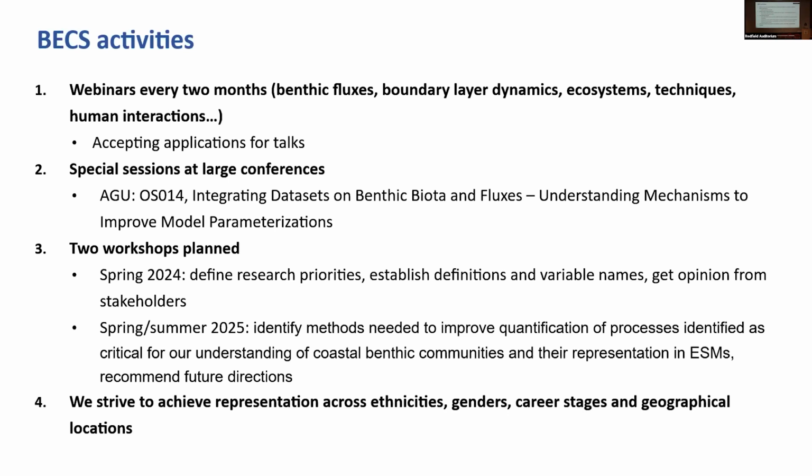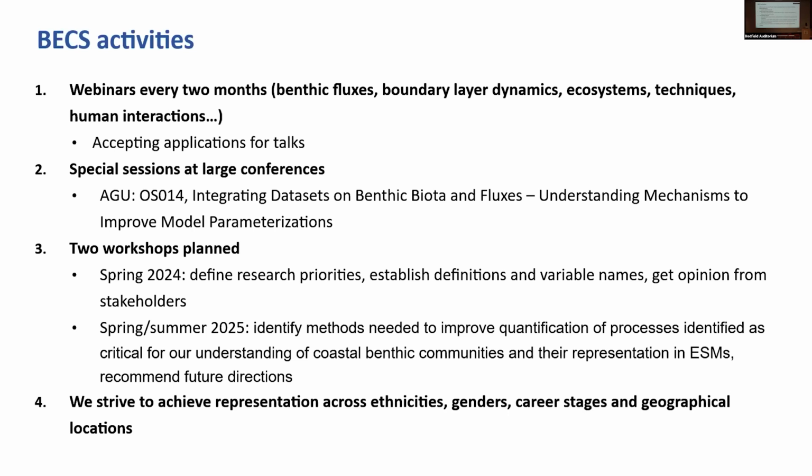We have a couple of workshops planned. We need to define research priorities, establish definitions and variable names, and get opinions from stakeholders. There is a big divide between the people doing true coastal oceanography and oceanographers. There are a lot of different interpretations of what coastal means, for example. It's really hard to define what needs to be done unless we all get together and agree on some terms. Then we're going to have a second workshop to identify methods needed to improve the quantification of these processes and their representation in Earth system models and ocean models in general.